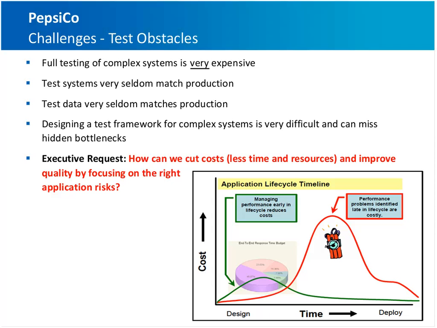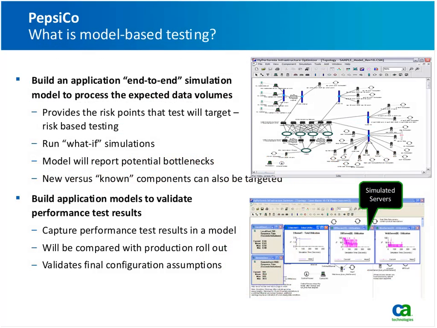performance problems identified late in the application lifecycle can be very costly. So with CA Capacity Management and Application Performance Management solutions, they're able to identify any bottlenecks early in the application lifecycle in the coding quality. What we can see here is they were able to build a simulated end-to-end model of their SAP environments. And once again, the biggest power of capacity management from CA is this modeling and what-if simulations.